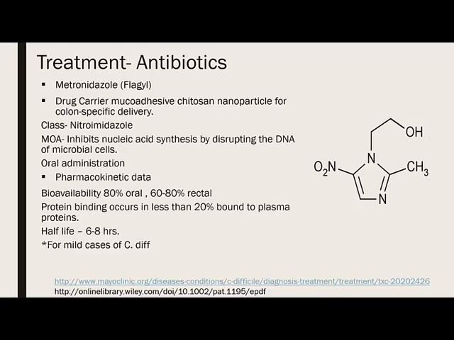Metronidazole is in the class nitroimidazoles. It inhibits nucleic acid synthesis by disrupting the DNA of microbial cells. It is often administered orally. The pharmacokinetics of metronidazole show a bioavailability of 80% orally and 60 to 80% rectally. It is less than 20% bound to plasma proteins, and it has a half-life of 6 to 8 hours.